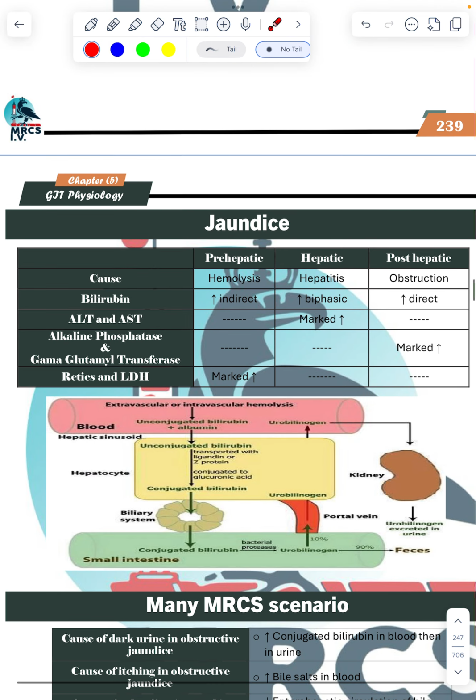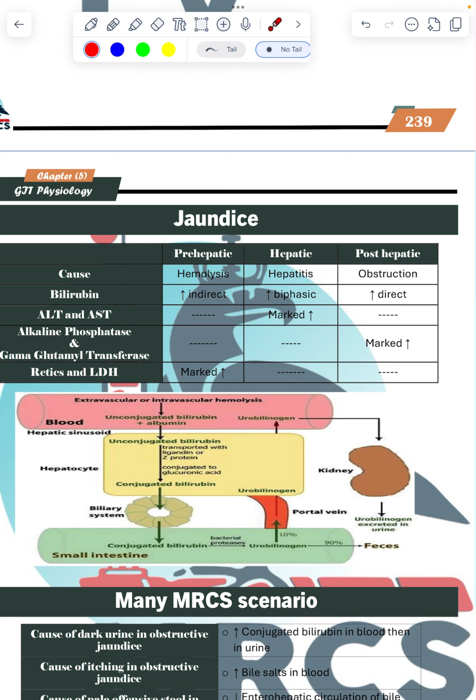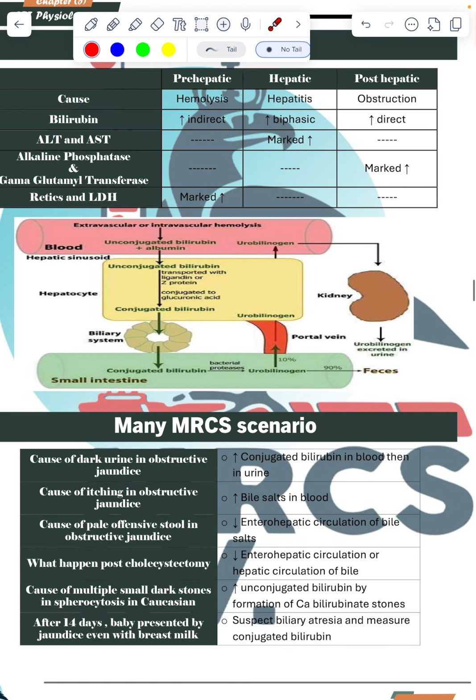Jaundice is again of three types. Pre-hepatic is before the liver, hepatic is because of the liver, and post-hepatic is obstructive. If there is excessive hemolysis, indirect bilirubin will be raised. If there is a hepatic cause, there may be a biphasic rise, and when there is an obstructive cause, there is increased direct, that is conjugated, bilirubin, and alkaline phosphatase will increase. LDH will also increase in pre-hepatic type. So you can see extravascular and intravascular hemolysis; unconjugated bilirubin goes to the kidneys as urobilin, while conjugated bilirubin is excreted in the kidneys.